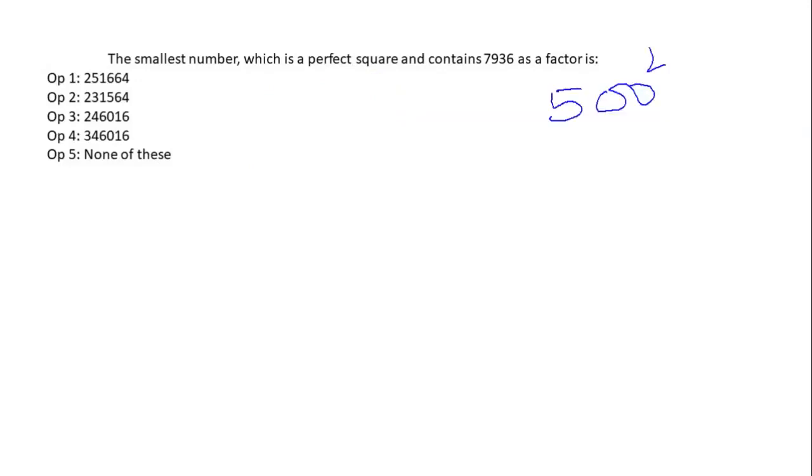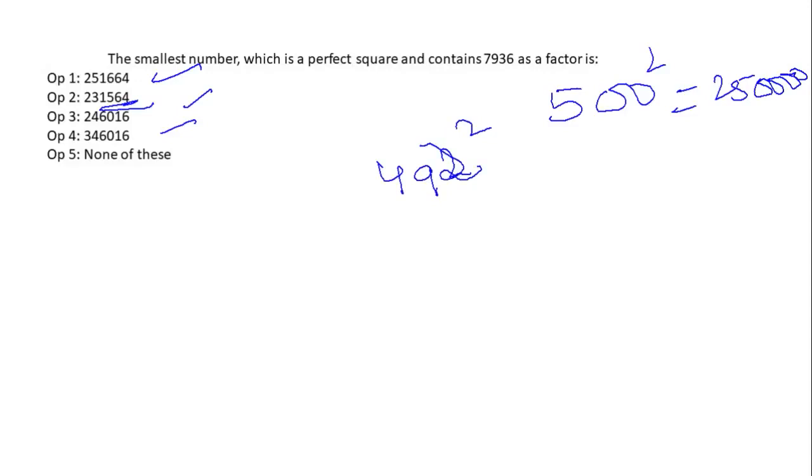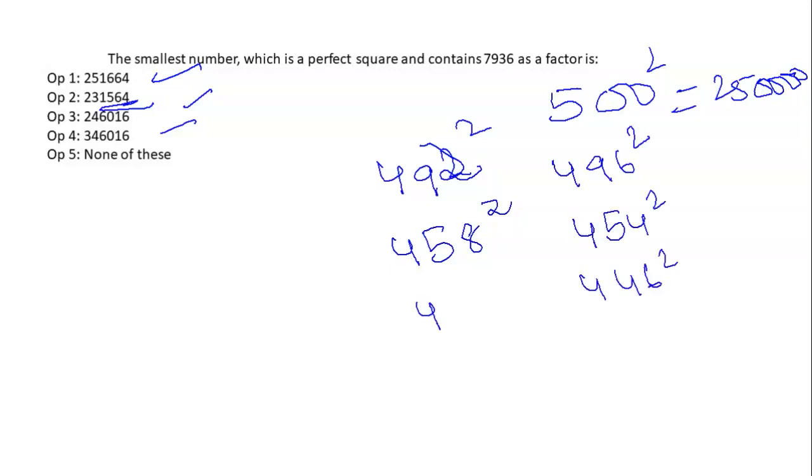Okay, 500 square gives you 25000. So this is near, maybe this should be near 400 plus. So which would be the smallest number is 231564. So maybe if we are looking at 492 square, or else we should think about 458 square, or else it should be about 492 square, or 496 square, 16 also, or it should be 454 square, or it should be 446 square, or it should be 442 square. So we'll have to find it for the numbers.